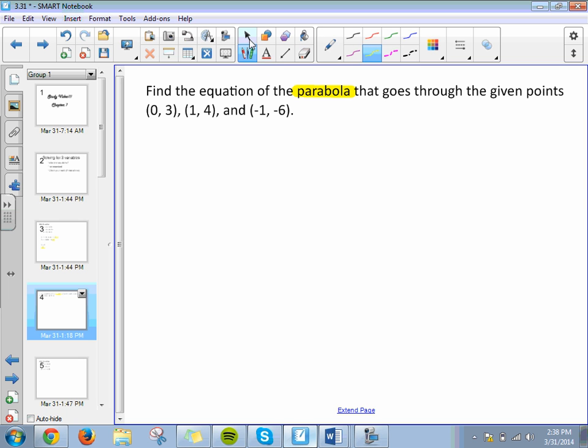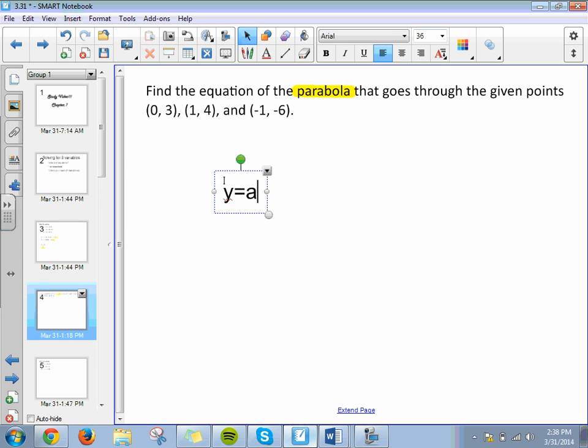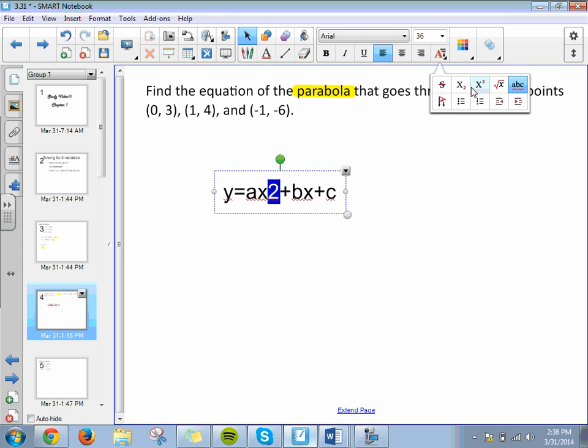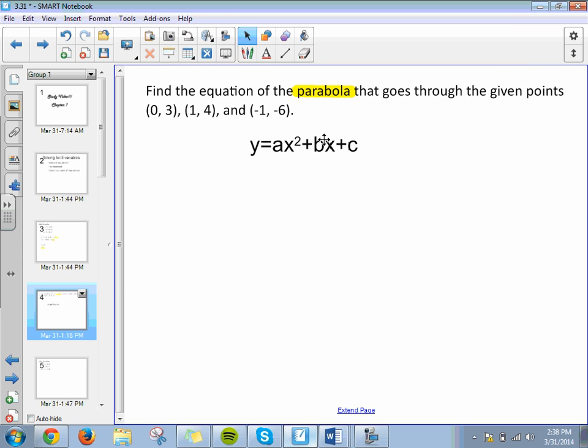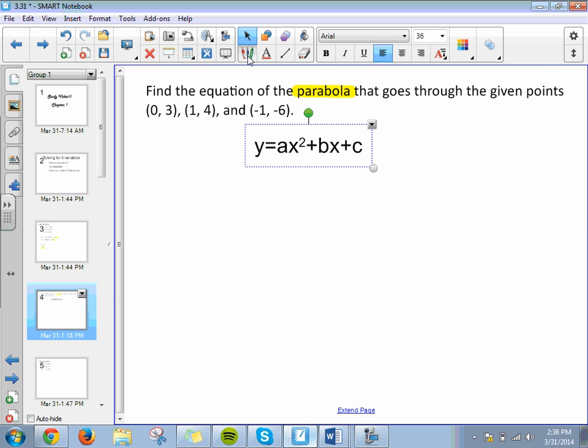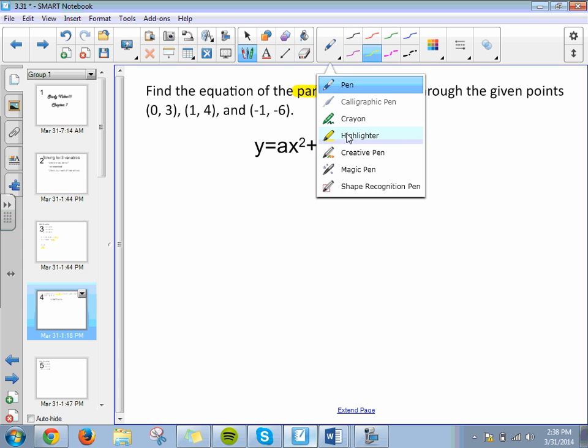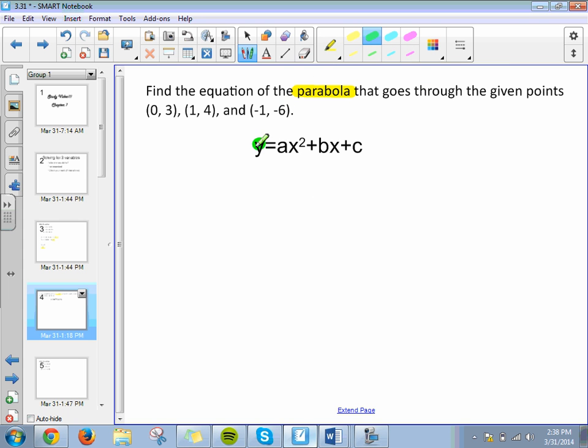What I want you guys to do then is to put it into the equation y equals a times x squared plus b times x plus c. I'm going to make this squared. Alright, so this is the big one. This is the one you should be writing down, and the one you should know how to use. So somewhere in your notes, you better have this and better know that when I say parabola, this is the equation that I want you to use.